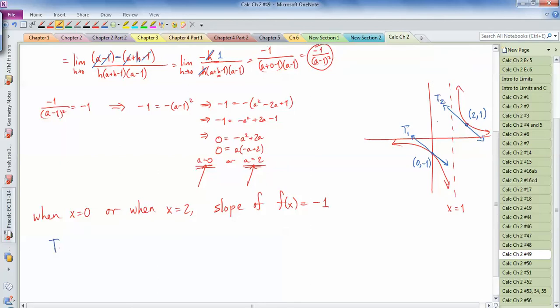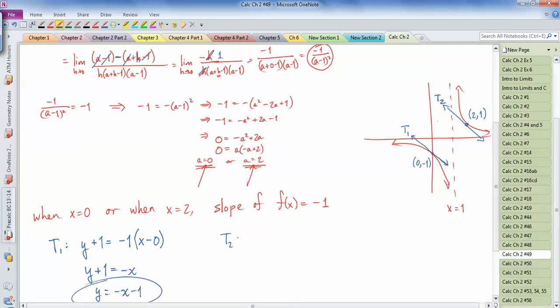So for tangent line 1, if I put it into point slope form, it's y minus negative 1, so y plus 1 equals the slope, negative 1, times x minus x1, which is 0. If I simplify that a little bit, it's y plus 1 equals negative x. And in this case, you might as well just bring that over, negative x minus 1. So that's one of the tangents.